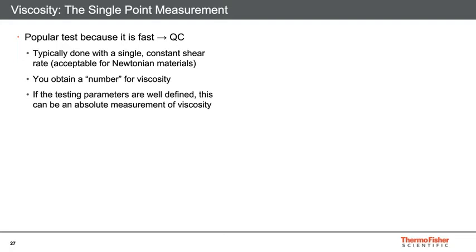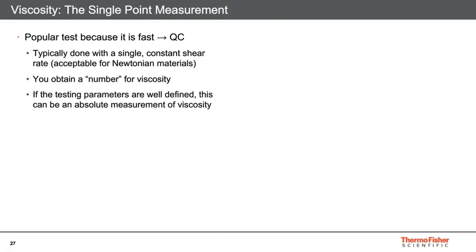Okay? Now this is acceptable only when you're dealing with very simplistic Newtonian type materials. Let's say pure solvents, oils, even water. Okay, they have a single viscosity regardless of the shear rate that you expose them to. And this is a very easy, quick test, and you obtain a number for the viscosity. And that's all people want, is what's the viscosity. They want a single number and they move on.